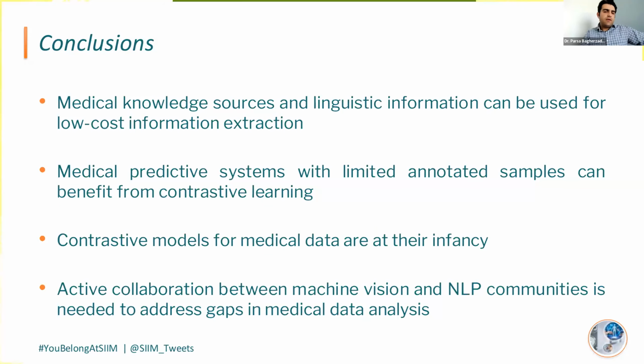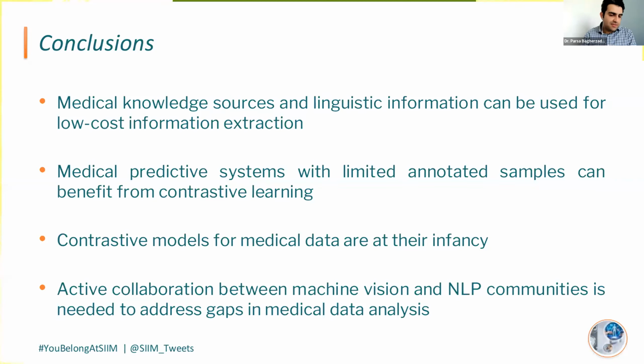So in conclusion, there are two avenues for low-cost information extraction, and we can leverage textual reports with two major approaches. One is to use medical knowledge sources and linguistic information, and the other one is contrastive learning, which can benefit the medical predictive system. But the point is, contrastive learning models for medical data are still at their infancy, and I believe active collaboration between machine vision and NLP communities is needed to address the gap in medical data analysis.